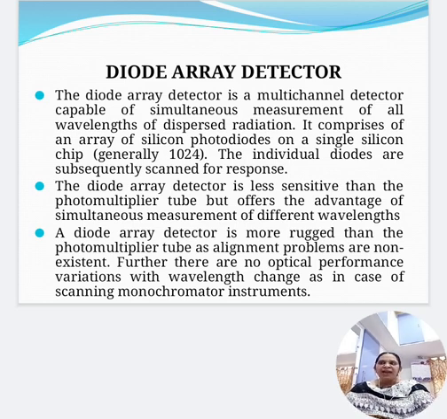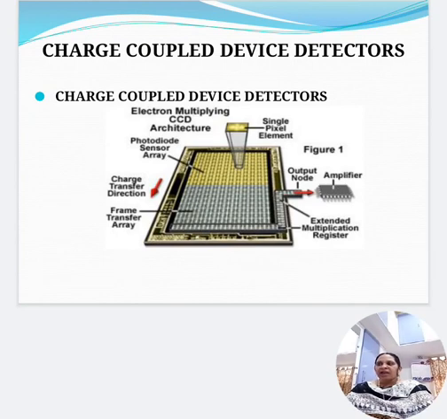You need not align. Whereas in the case of photomultiplier tubes, the dynodes must be aligned so that your photoelectrons are multiplied. But here there is no alignment problem. Further, there are no optical performance variations with wavelength change as in the case of scanning monochromator instruments. That's an advantage of diode array detectors. The next one is the charge coupled device detectors.